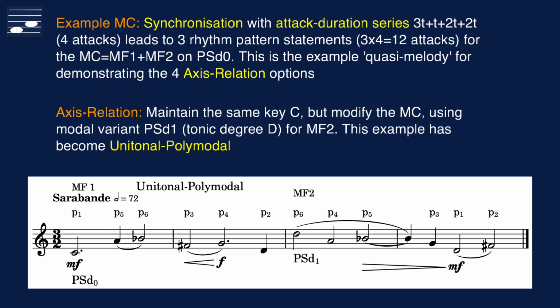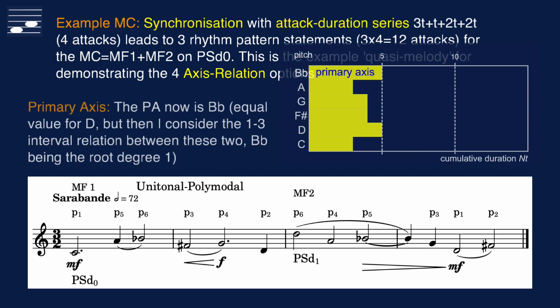Let's use a modal derivative scale variant PSD1 for melodic form 2. This means that the axis relation becomes polymodal. The key has not changed, since we use the same set of 6 pitch units from the original scale. There's a change in the primary axis.